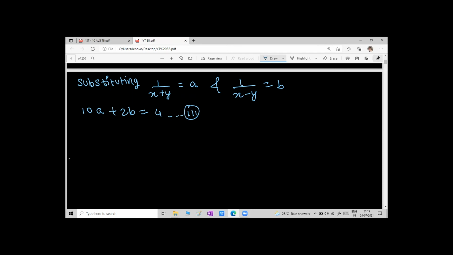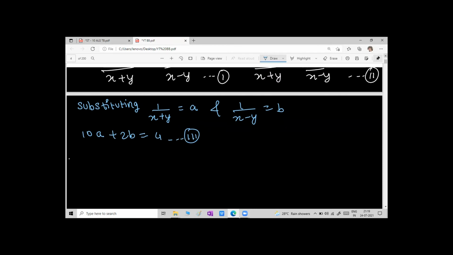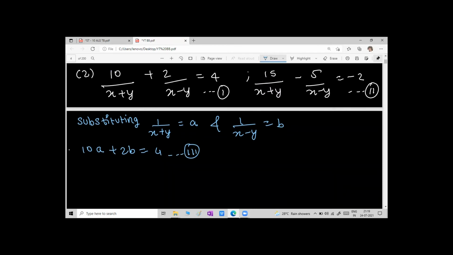Oh no, I forgot, what was our second, मतलब last equation क्या था? 15a minus 5b हो जाएगा. 15a minus 5b is equal to minus 2. My dear बच्चा लोग, do not forget the sign of minus. So here ये आ जाएगा equation number 4, isn't it?